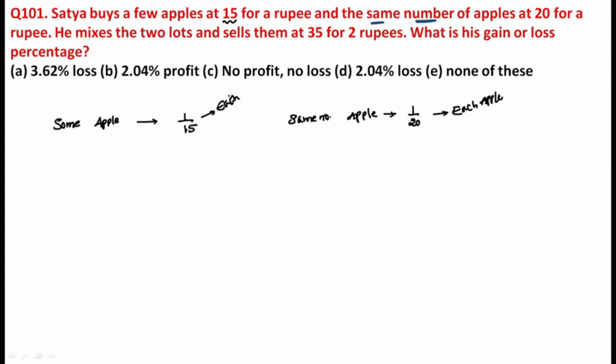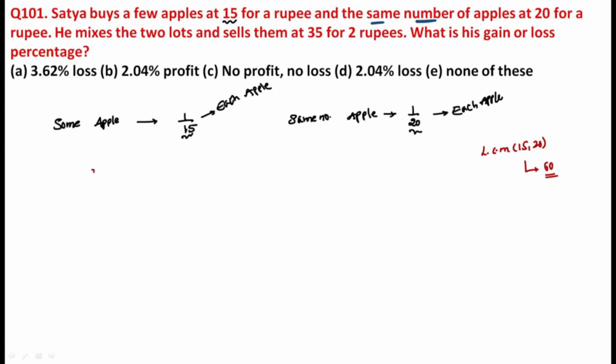Guys, first of all, don't consider the number of apples to be x. You just take one numerical part. Sir, how can we consider that number? Simply take the LCM of 20 and 15, guys. If you know this, then you can get your calculation. Just find the LCM of 15 and 20. The LCM of 15 and 20 is equal to 60.